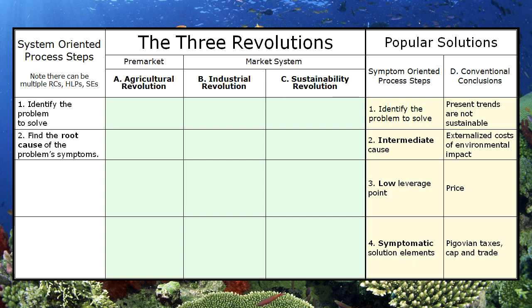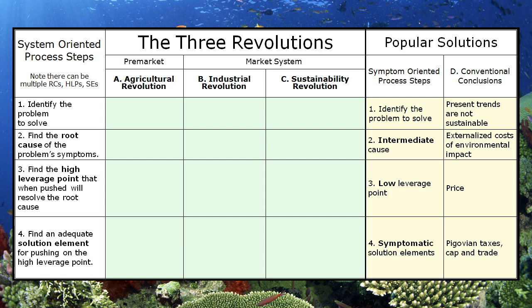The third step is to find the high leverage point for resolving the root cause. The fourth step is to find a solution element that adequately pushes on the high leverage point. This is a systematic, highly structured, analytical process.